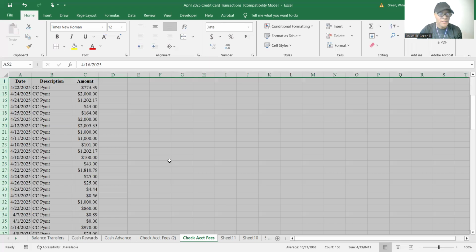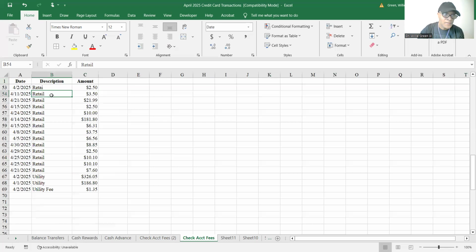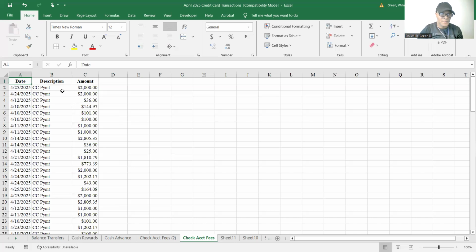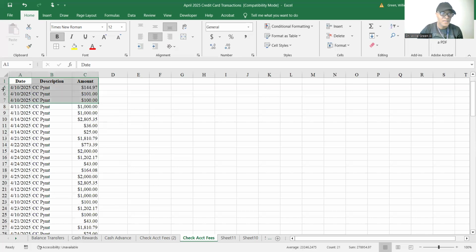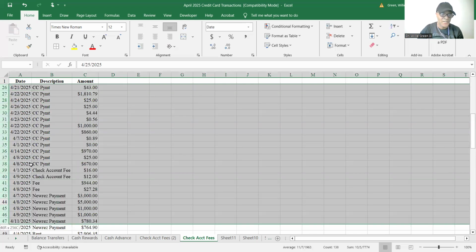Let's see what areas are left. Retail. And retail, in this one, I included Dollar Tree, maybe Family Dollar, Walmart. I went to Ace and picked up some things. So that's what's in this amount. That's what's in this area.